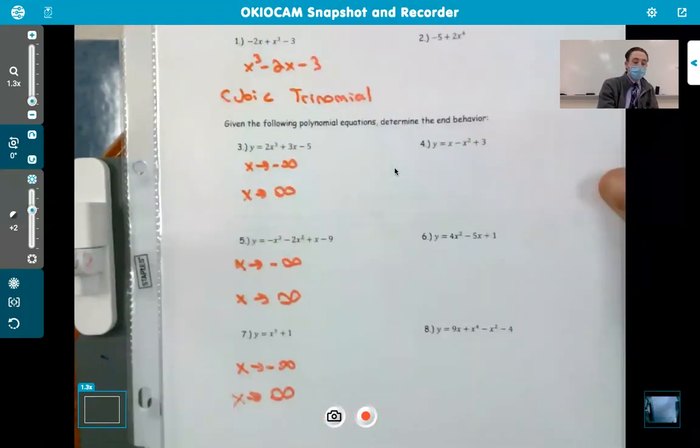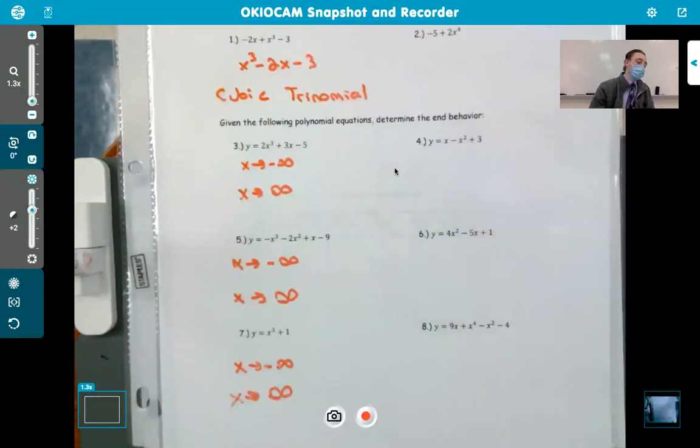Okay. This second section here for numbers 3, 5, and 7, we're given a polynomial equation, and based off of that, we need to determine the end behavior. Now, end behavior was that asynchronous day on Friday. It was in that video. So if you have not done so already, please make sure that you watch that video and also complete the homework assignment if you have not done so already either.